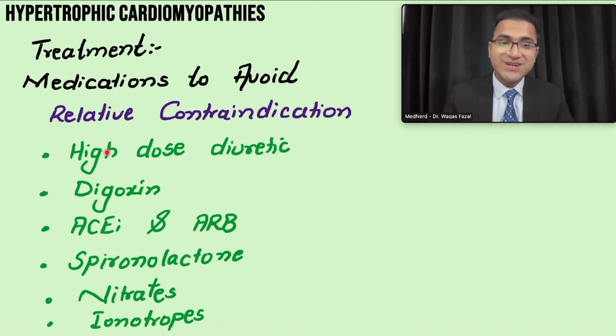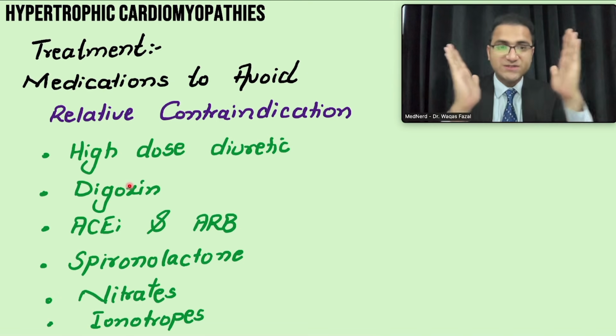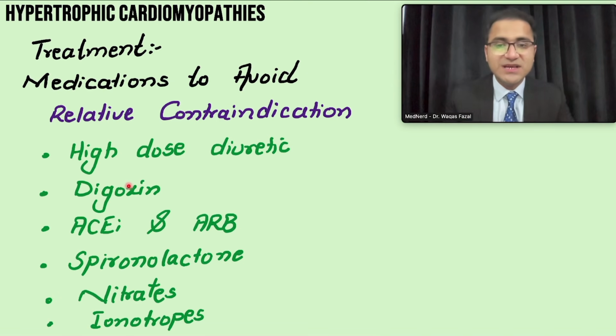So the medications that you need to avoid in patients with hypertrophic cardiomyopathy, remember these are relative contraindications. If indicated, you can give these patients a low dose of diuretics, but overall high dose diuretics are avoided because they would cause dehydration and increase the left ventricular outflow obstruction. Digoxin, because it increases the contractility, and when there is increased contraction of the heart, the chances of obstruction increase. ACE inhibitors, ARBs, spironolactone, they also cause diuresis.